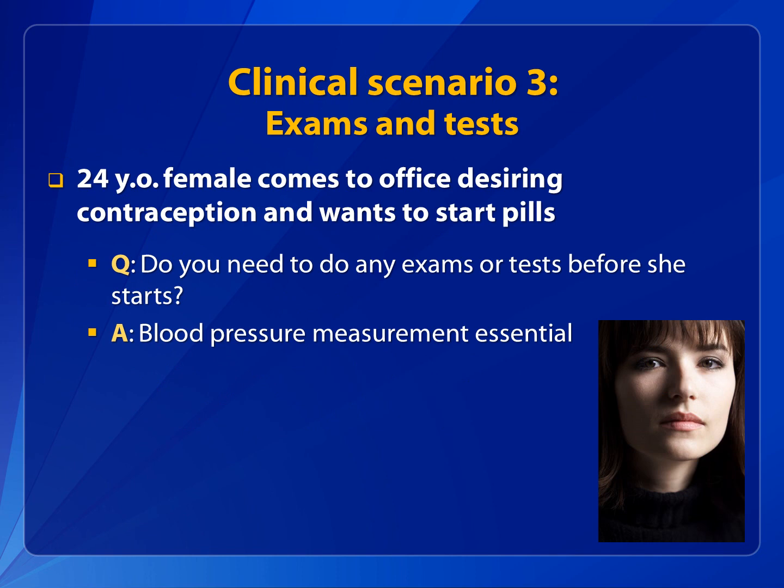Thus, the recommendation is that blood pressure measurement should be obtained and evaluated before a woman starts combined hormonal contraceptives, but other tests are not required before initiating this method. In instances in which blood pressure cannot be measured by a provider, blood pressure measured in other settings can be reported by the woman to her provider.